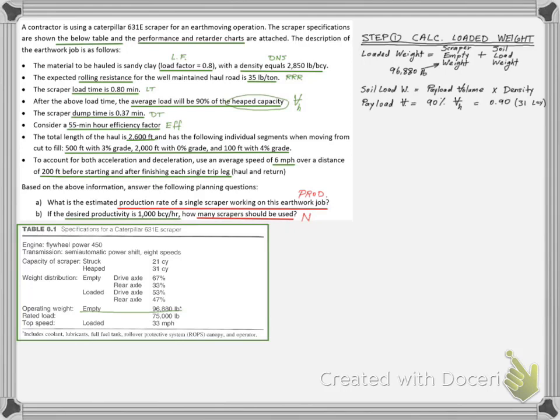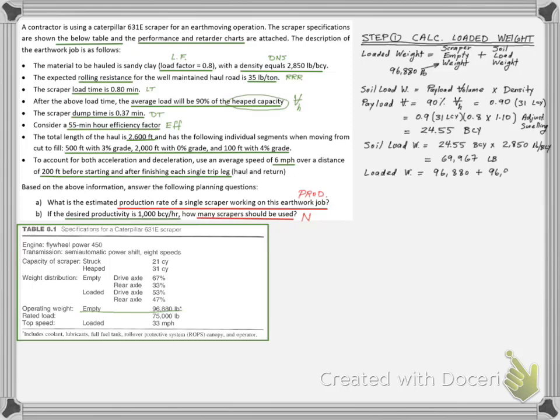The payload is planned to be 90% of the heaped capacity of 31 loose cubic yards. However, we need to calculate the payload in bank cubic yards to match it with the production target. So we will multiply by the load factor that's increased by 10% to account for the scooping compaction that happens in the scraper bowl. We now can calculate the soil load weight to be around 70,000 pounds, and then add it to the scraper empty weight to get the loaded weight.